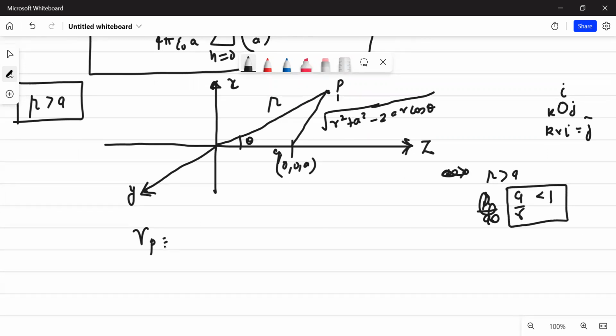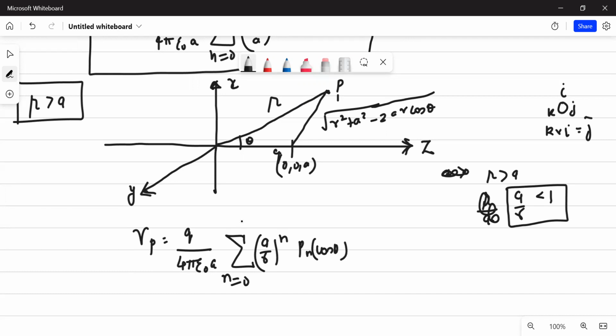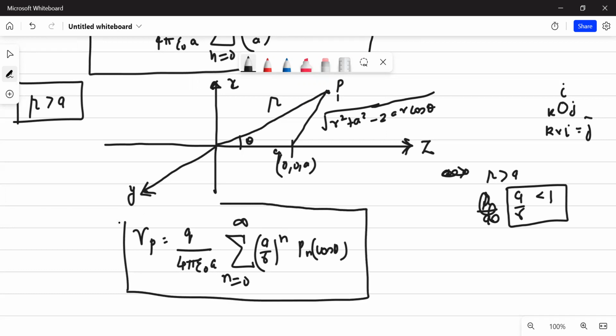So now, if you want to express your potential, it will be equivalent to writing q upon 4 pi epsilon naught r, and then you can write summation, I think it would be a upon r raised to power n, Pn cos theta. Is that clear? So this is the potential at a distance r from the origin due to the charge kept at point 0, 0, a. Is that clear or not clear?